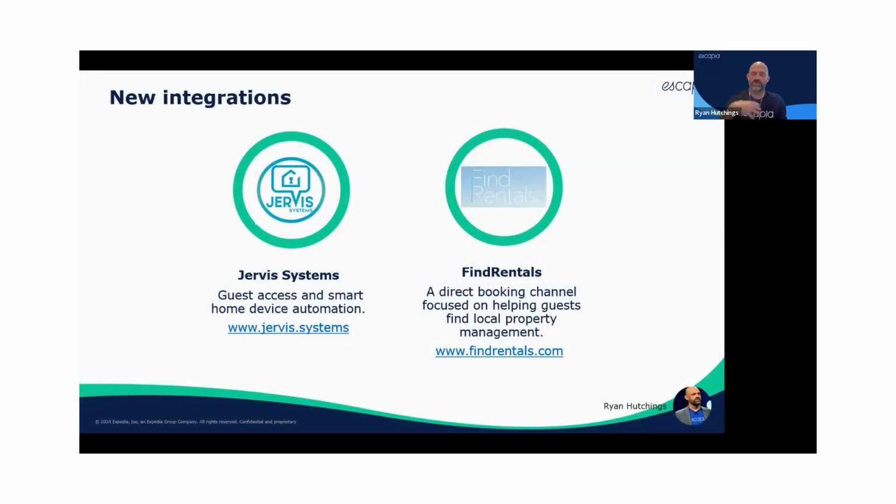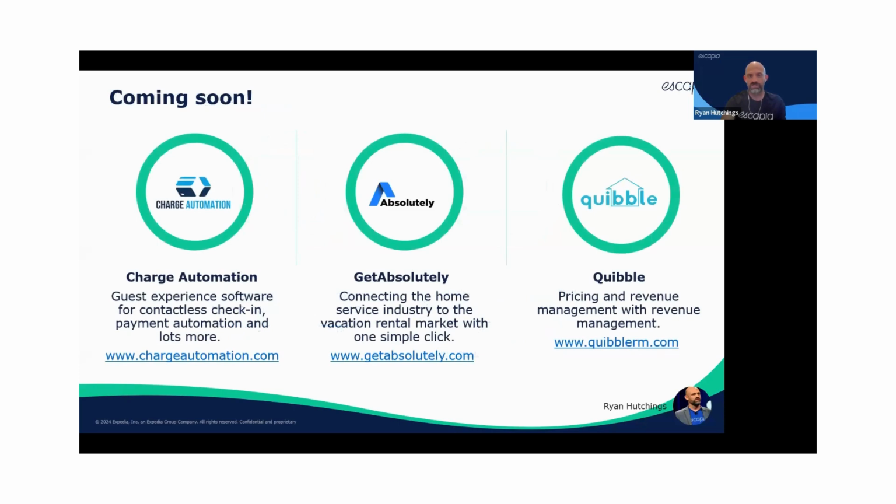First and foremost, as we're always looking at our partner ecosystem, if you haven't noticed, we're always adding to integrated partners. Our newest integrations here, the two of them, is one, Jervis Systems, guest access and smart home device automation. And that's a new integration. Also, Find Rentals, and this is a direct booking channel focused on helping guests find local property management. So both of those are live and integrated now in the partnership portal. So check that out, and you can utilize these services should you wish.